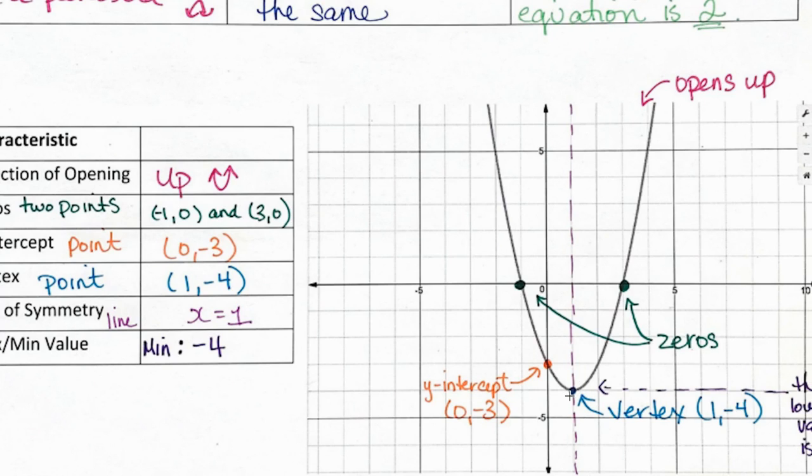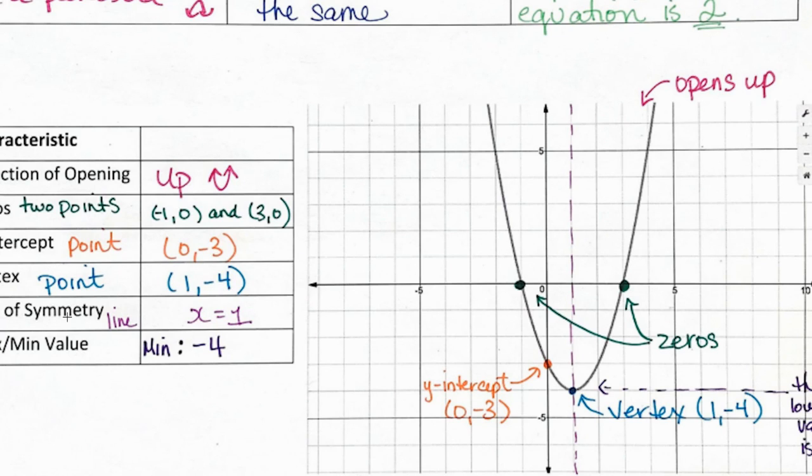So if I'm looking at this point, I'm going to go across 1 on the x, and I'm going to go down 4 on the y. So the point, this vertex, would be (1, -4). So I'm going to write that down with brackets around it beside my vertex.